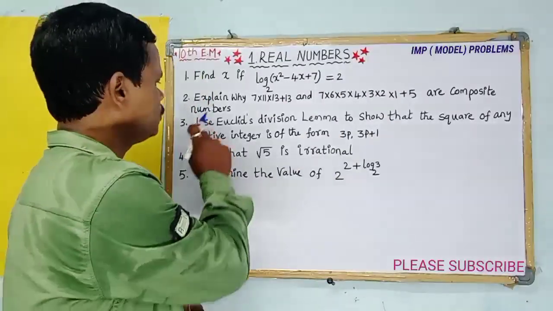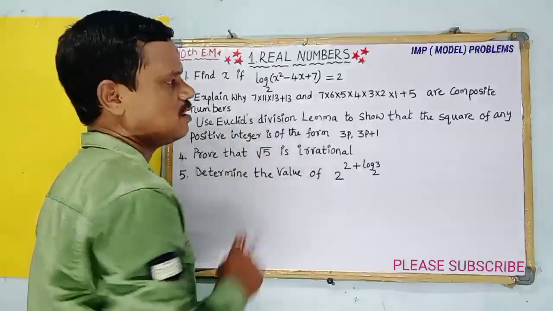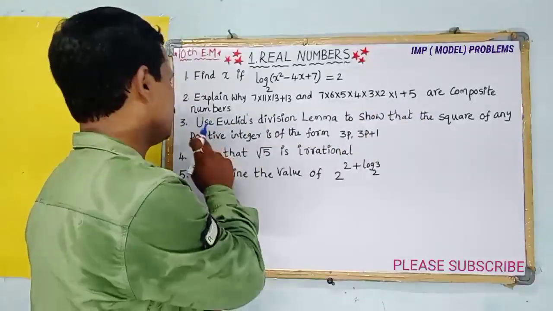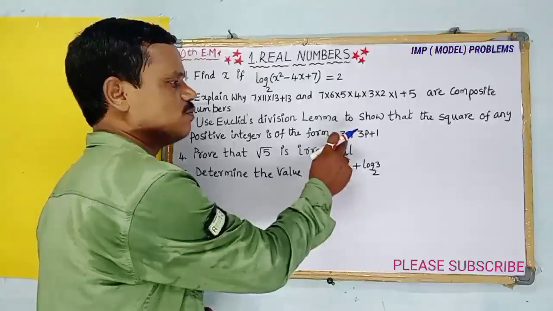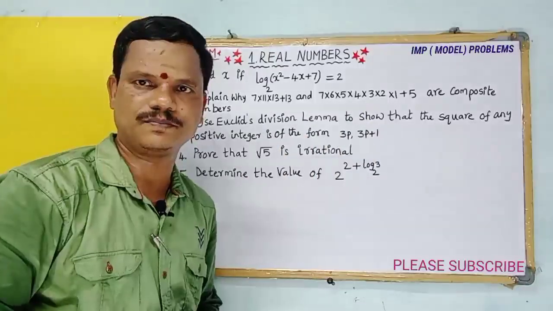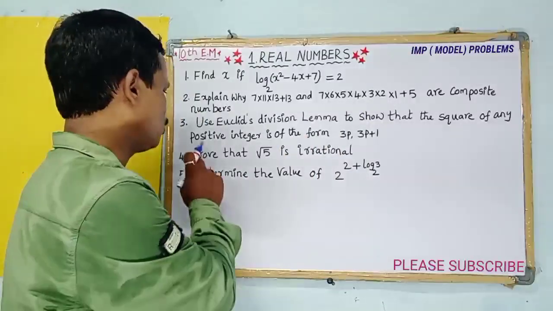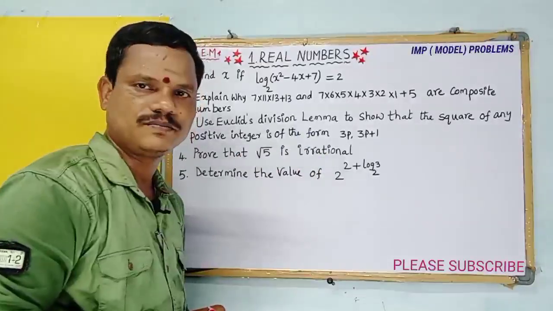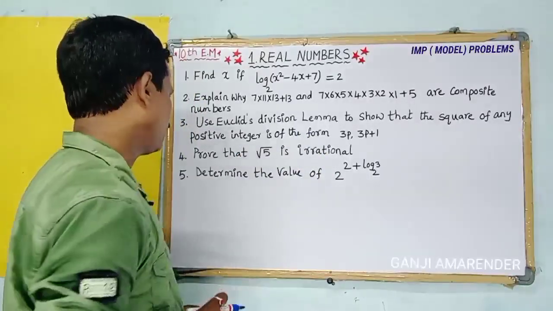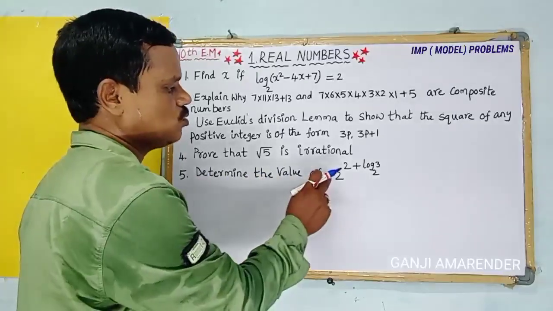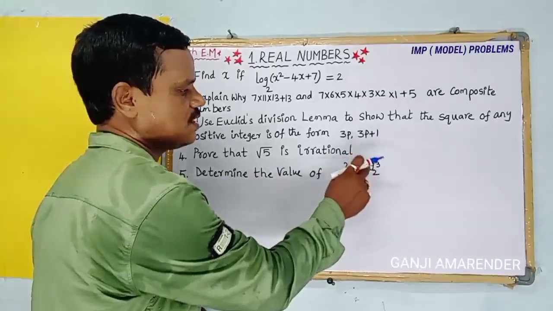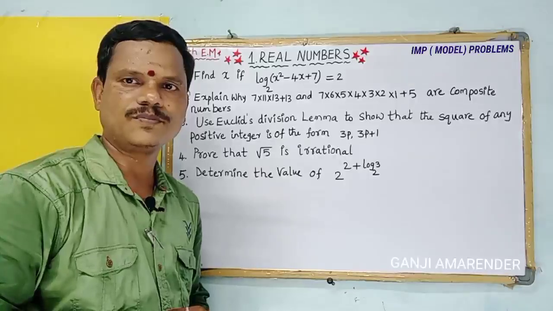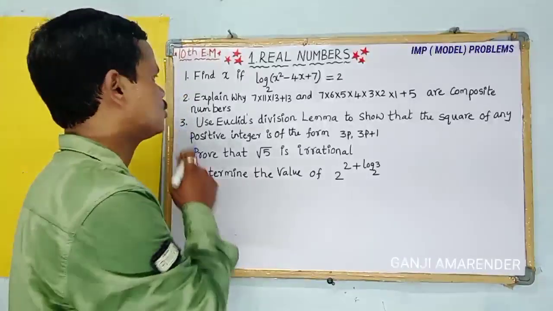Third one, use Euclid's division lemma to show that the square of any positive integer is of the form 3p plus 1. Fourth one, prove that square root of 5 is irrational. Fifth one, determine the value of 2 power 2 plus log 3 base 2. Okay, now solve the first problem.